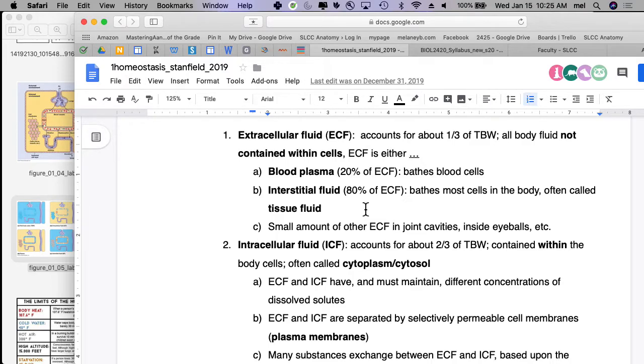Or your aqueous and vitreous humor, those are extracellular fluid, but they're not plasma and they're not exactly interstitial fluid. So what the hell are they? They're that extra little stuff that you have. And those fluids are interesting. I mean, they're not particularly physiologically relevant most of the time, but because they don't turn over very quickly, there's not a whole lot of transport in and out of them.